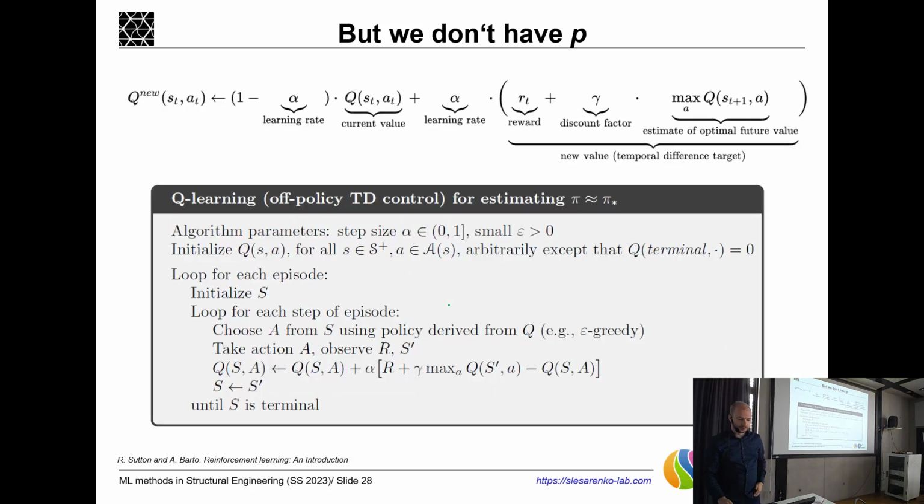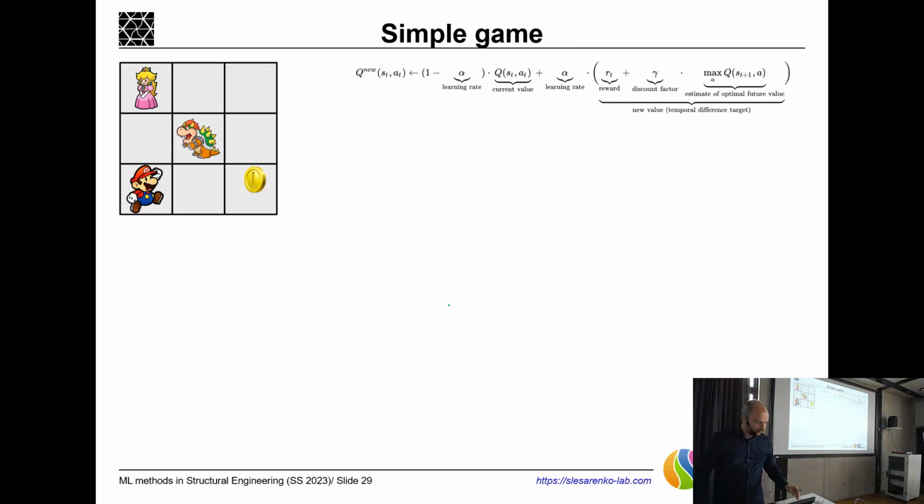And in this case, this is how it looks. For each episode, we initialize our states and loop for each step of the episode: choose an action from the state using the policy from Q. So we have a policy, take the action, observe what we get, and update your value. Move to the next step and do it over and over again, until you reach the terminal point. That's the algorithm itself.